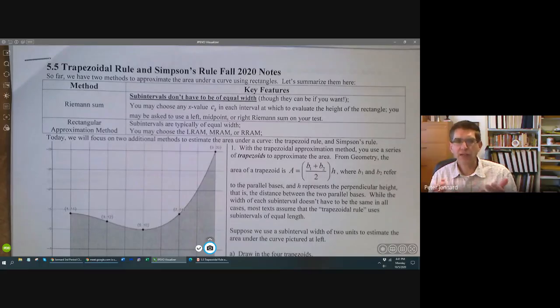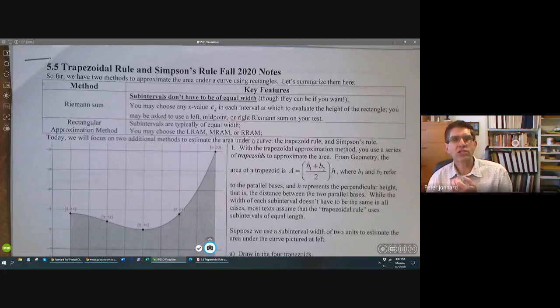And the reason for that is for consistency. Technically, you could choose to use any value you wanted within each interval. But if every kid does their own, then everyone's going to have different answers. And so they'll restrict you on the BC Calc test to left, right, or midpoint if you actually end up calculating one. The other one is the rectangular approximation method. And you can do the left, midpoint, or right with those as well.